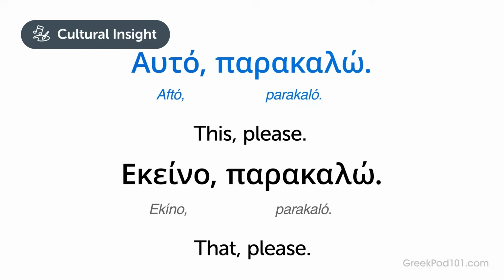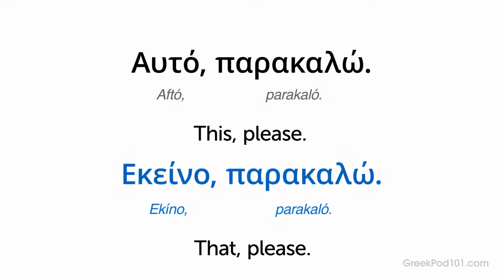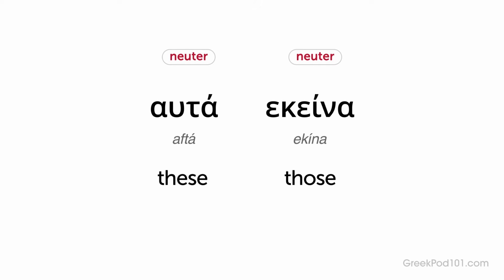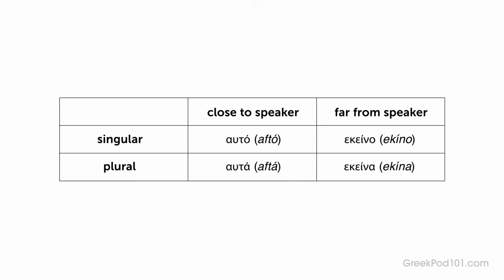The phrases αυτό παρακαλώ and εκείνο παρακαλώ can be used to refer to an item without knowing its name in Greek. If you don't know the name of an item and consequently its gender, you can use these neuter pronouns. For items that are plural, use Αυτά, or these as the default. Use εκείνα, or those for things that are far from you. Remember, these can be used to refer to an item without knowing its name and gender in Greek.